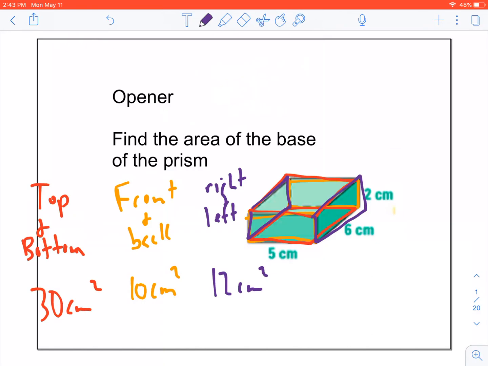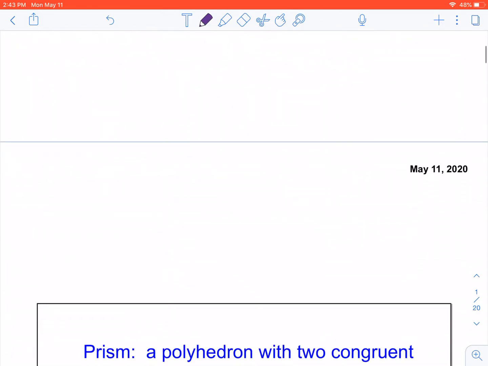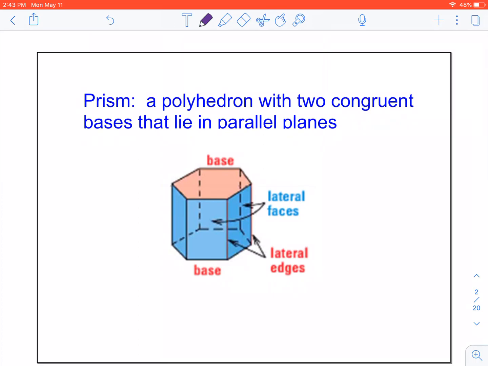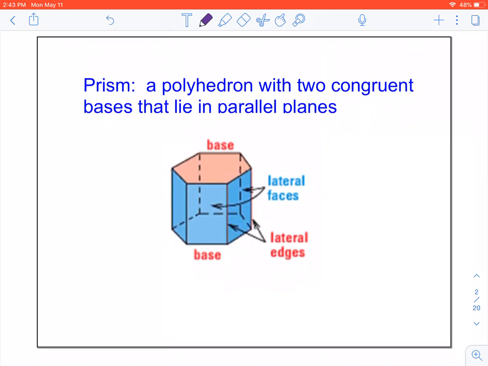Getting into the idea of surface area. The very first thing we have to deal with is to make sure whether we're talking about a prism, a pyramid, a cone, a cylinder, or some other type of shape. So a prism, as a quick reminder, is a polyhedron that has two congruent bases that lie in parallel planes. In this case, your base is going to be this top hexagon and bottom hexagon. They are parallel to each other, and they are congruent to each other.